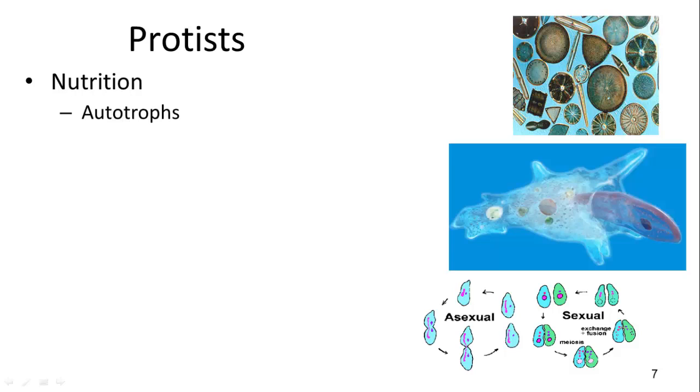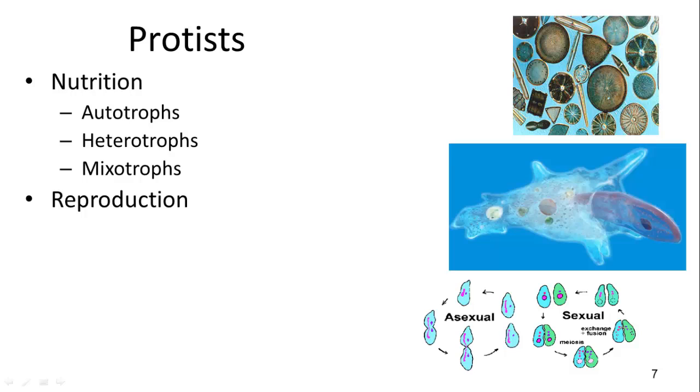Protists can also be classified according to their nutrition. They can be autotrophs, so they can be photosynthetic, like these diatoms. You may recognize those from what we saw in lab. They can be heterotrophs, where they have to consume other organisms, or they can be both. They can be mixotrophs. So we saw some euglena, which are able to do both, in lab the other day.